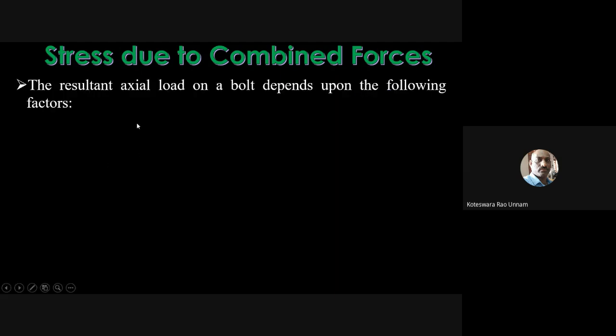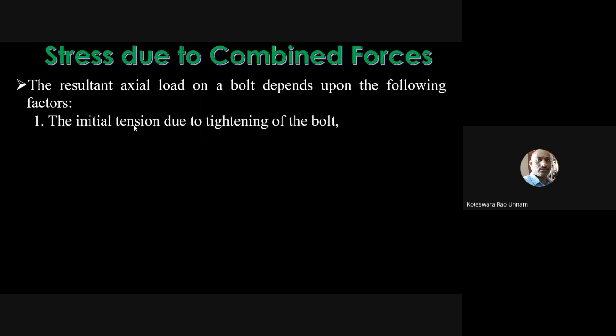So the resultant axial load on a bolt depends upon the following factors. One is the initial tension due to tightening of the bolt. Because your total or resultant load is a combination of two: the load due to initial tightening, which we will call initial tension, and the second one, the load due to external loads. Based on these two, you can calculate it.